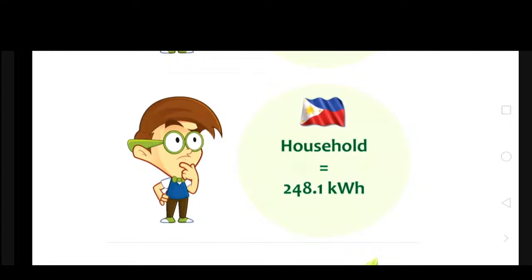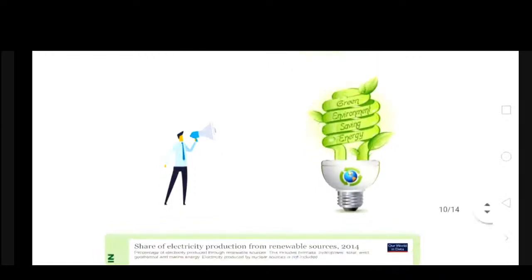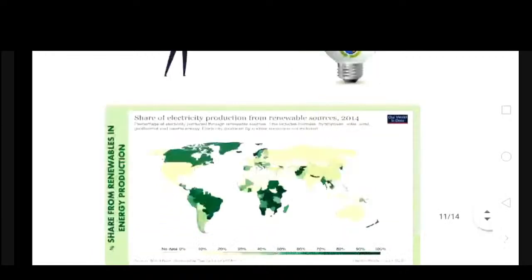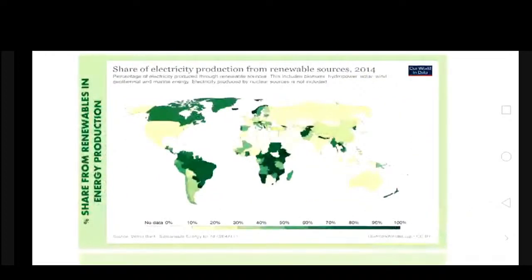Of course, for you guys, energy conservation and the shift to renewable and greener energy. So currently, this is the data in the Philippines. According to this graph, around 20 to 30% of the electricity production in the Philippines is coming from renewable sources. And as you can see in the scale, as the color of the country grows greener, that is also a bigger share from the renewable.